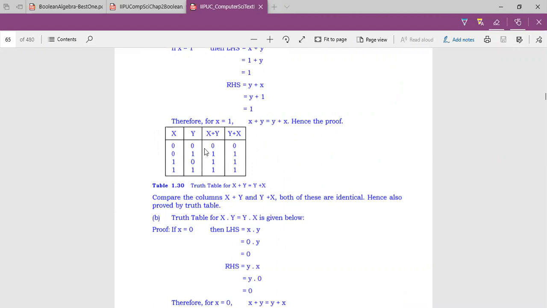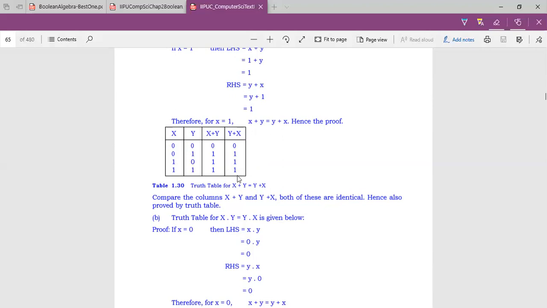So next, the truth table of this one is given here. It's a simple truth table. x and y are the two inputs. We have four combinations: 0 0, 0 1, 1 0, and 1 1. Write x plus y and y plus x. x plus y: 0 plus 0 is 0, 0 plus 1 is 1, 1 plus 0 is 1, 1 plus 1 is 1. Here, y plus x: this plus this is 0, 1 plus 0 is 1, 0 plus 1 is 1, and the same.